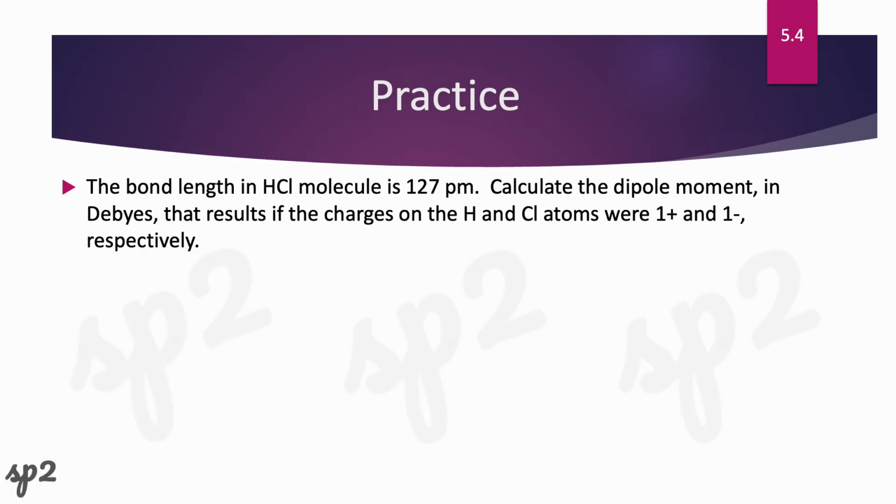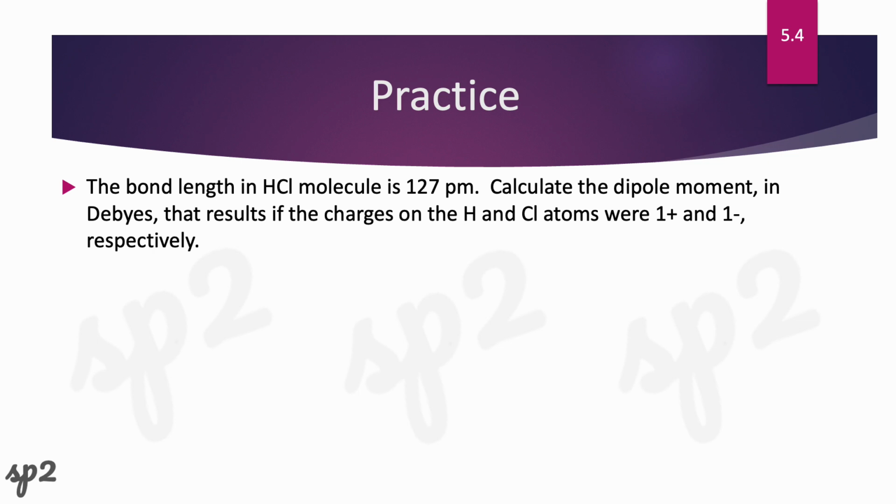That brings us to our practice. So here it says the bond length for HCl is 127 picometer. Calculate the dipole moment in debye, and it says we have the charges of hydrogen and chlorine, +1 and -1 respectively. Okay, so I'm actually going to write this for you.